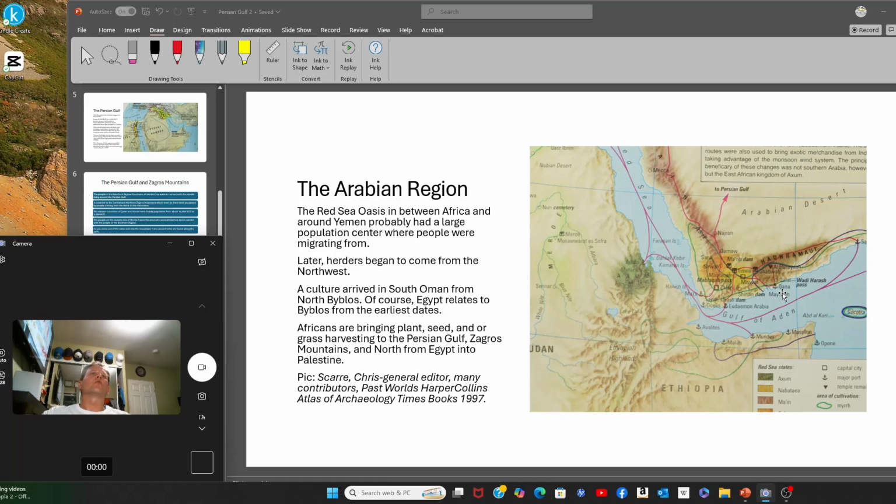The Arabian region, the Red Sea oasis between Africa and around Yemen, probably had a large population center where people were migrating from. Later, herders began to come from the... okay, I think that's important. So you have these oases and just a short distance to get from Ethiopia, or probably actually where you can see Axum at.